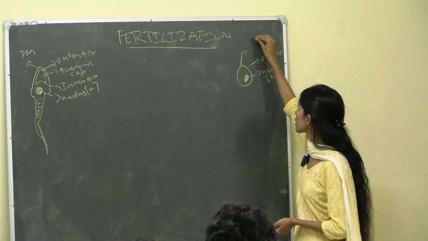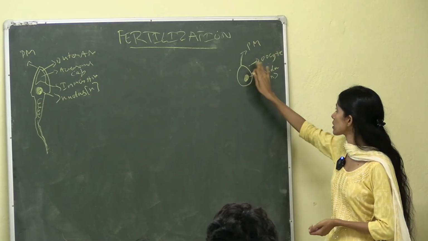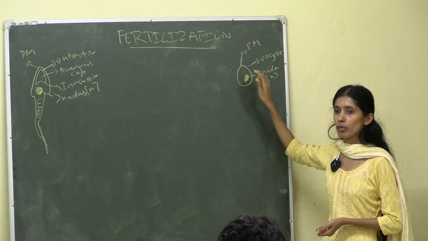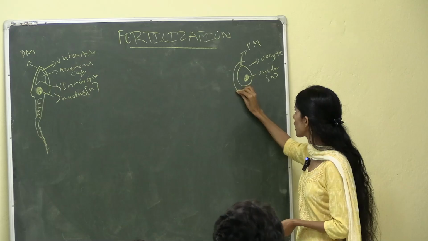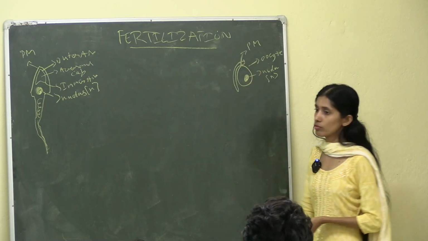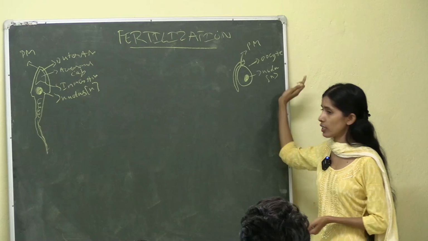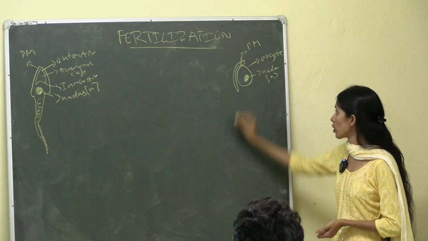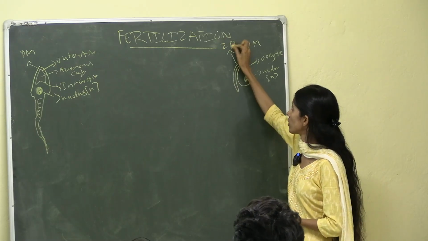I'll keep it simple. Right now I'll mention it as plasma membrane. Since I mentioned this as nucleus, consider this as a cell. It is covered by plasma membrane. After the plasma membrane, we have... I'll draw only the half part. This side I will not draw, only the other side I am going to draw the structures. What is this layer? This is zona pellucida.